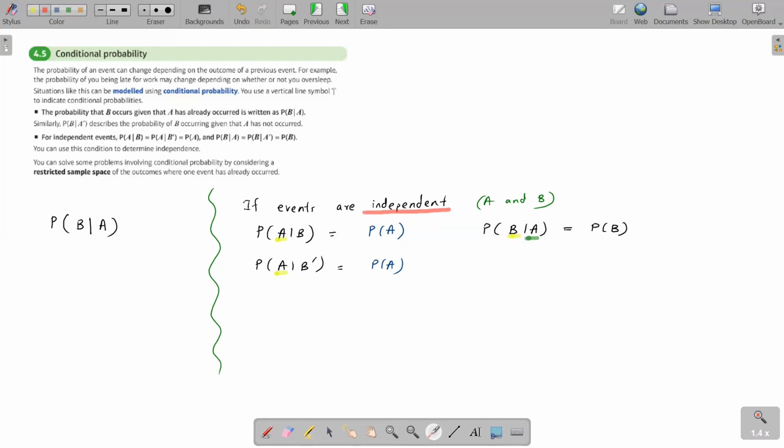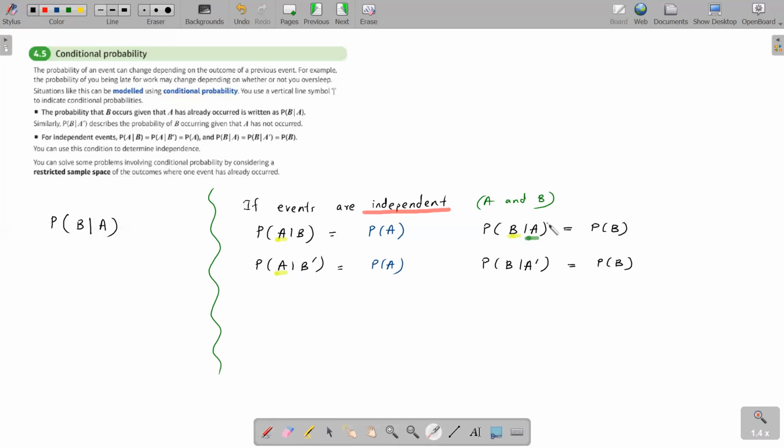Then there's another one we can write here, right? Probability of B given A dash. What is this? What is the probability that B happens, given A doesn't happen? So the event A doesn't take place, we don't get the outcome A. But what's the probability of event B happening? Once again, if the events are independent, the probability of B doesn't depend on whether A happens or doesn't happen. It does not make any impact on B. So therefore, it's just probability of B.